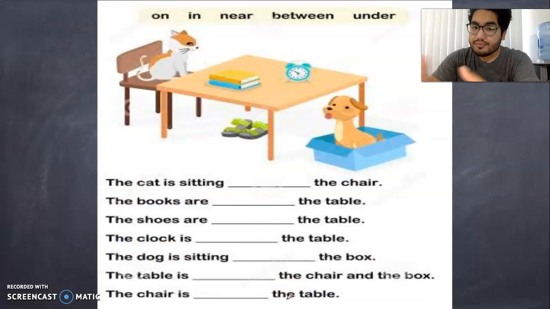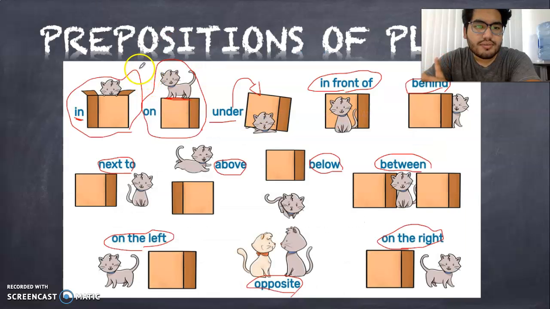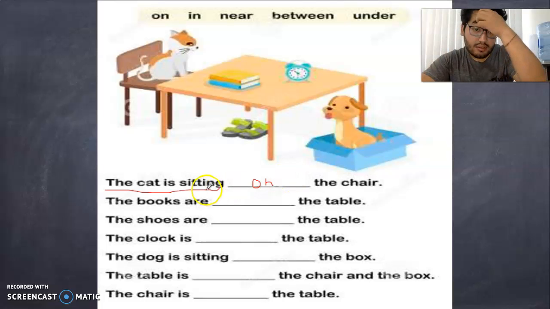And we have an example here. We're not going to do it all, but this is an example. For example, the cat is sitting. Where is the cat? Oh, here is the cat. How is he? He's in front? No. He's above? No. He's on the chair.